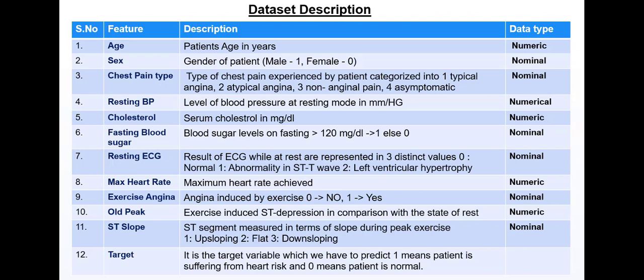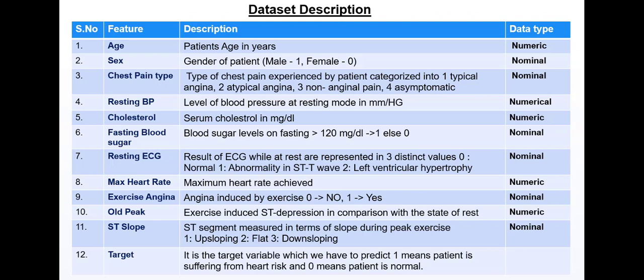Next comes the old peak. It is exercise-induced ST depression in comparison with the state of rest. Okay, means whatever ST segment value we observed while resting, this is during exercise. Okay, what is the measurement of the ST part in ECG? Next comes the ST slope. After doing the exercise, full-on exercise, what is the slope of your ST segment in ECG?